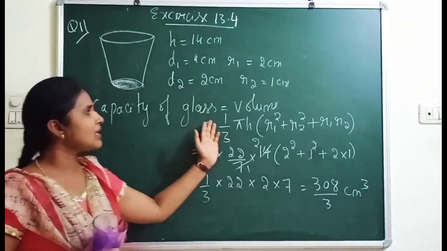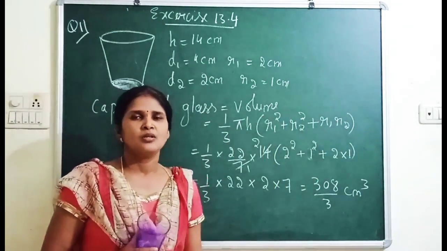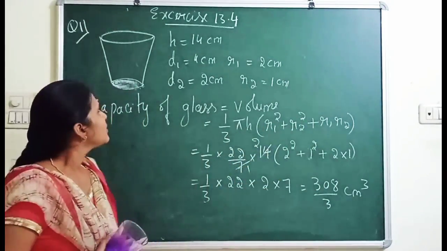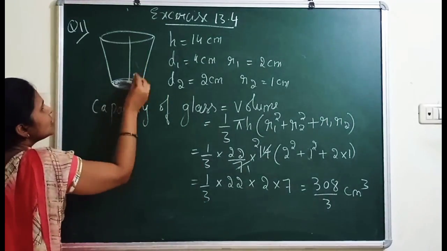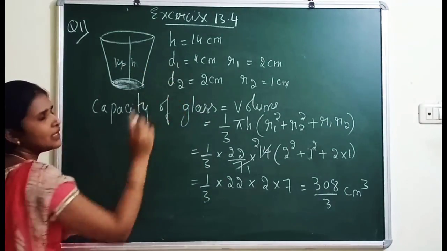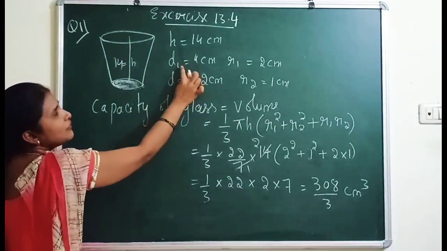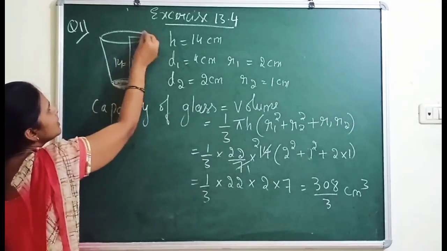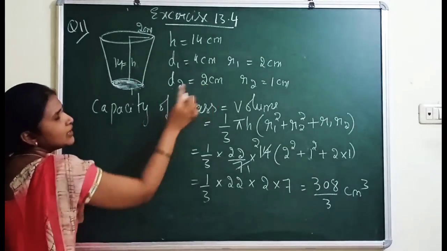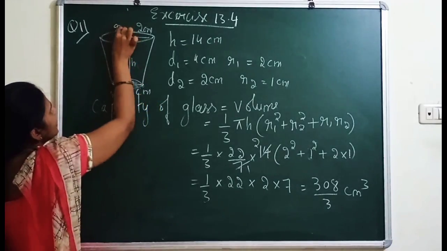So here it is open but the volume remains the same. So what is the capacity of the glass? Frustum: 1 by 3 pi h into R1 square plus R2 square plus R1 into R2. So what do we need from these dimensions? We need h and we need r. We don't want L here. So h is given, that is from here to here, 14 centimeter. And the diameters D1 and D2 are given. D1 is the greater diameter, 4 centimeter, and if the diameter is 4, the radius will be 2. So this will be 2 centimeter, and this is smaller, so diameter D2 is 2 centimeter and R2 becomes 1 centimeter. This is R2 and this is R1.